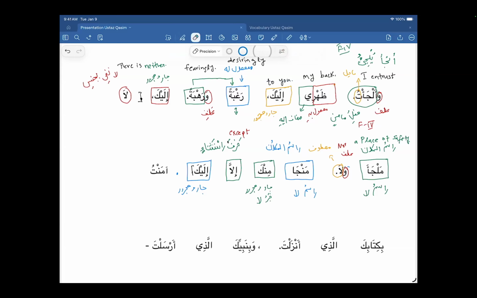So the sentence now becomes, we have completed the translation. There is neither a place of safety nor a place of refuge except with you. Actually, sorry, there's not a place of safety nor a rescue from you. Minka, we forgot to mention Minka. We cannot be saved from you or rescued from you, right?